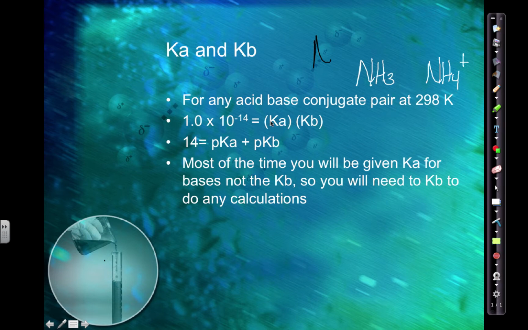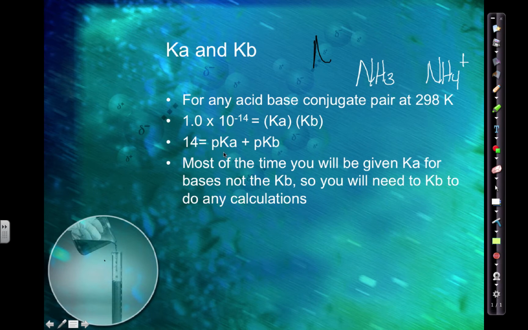So if you take the Ka and multiply it by the Kb, you'll get the equilibrium constant of water, 1.0 times 10 to the negative 14th. So if you're given a base, but you're only given Ka, you will need to figure out what Kb is, because you cannot use Ka with a base, and you cannot use Kb with an acid.